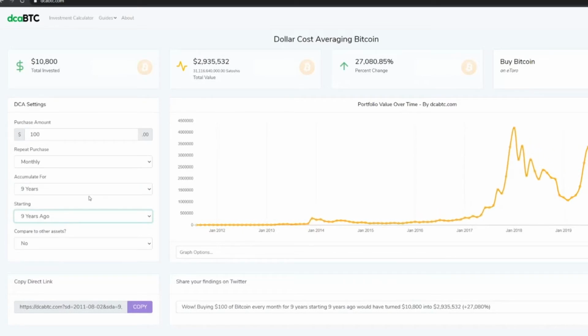Going back even further, obviously nobody wants to see this stuff. But if you started doing this 9 years ago, you'd have only put in $10,800, and you'd have 3 million right now with a 27,000% return. Crazy stuff, right? But this is the power of dollar cost averaging. You take the emotion out of it and you just do the same thing over and over and over. Don't react, just let that thing ride. I've only put in $10,000, I'm at 3 million.